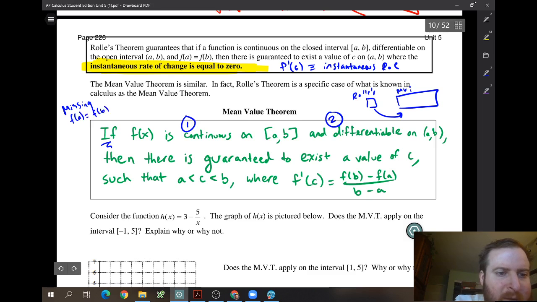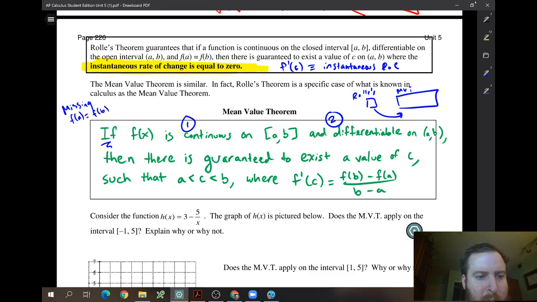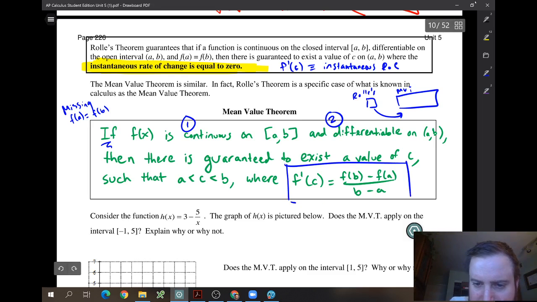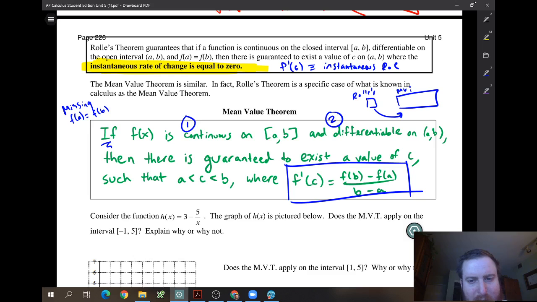Rolle's theorem is basically the mean value theorem with this extra f of a equals f of b part. So just those two conditions: if it's continuous and if it's differentiable, then there is guaranteed to exist a value c such that a is less than c is less than b, same thing where we're in the middle, where f prime of c is equal to f of b minus f of a over b minus a.